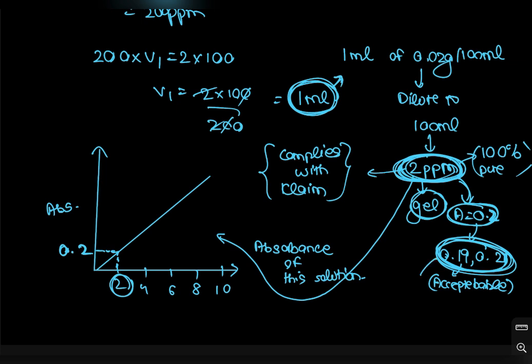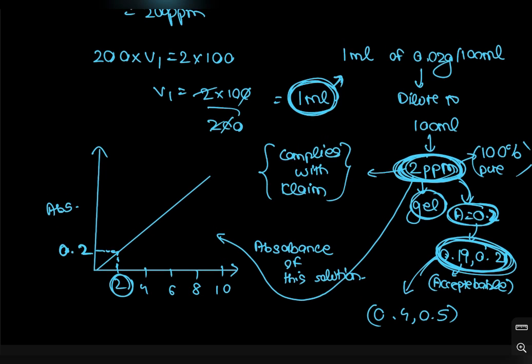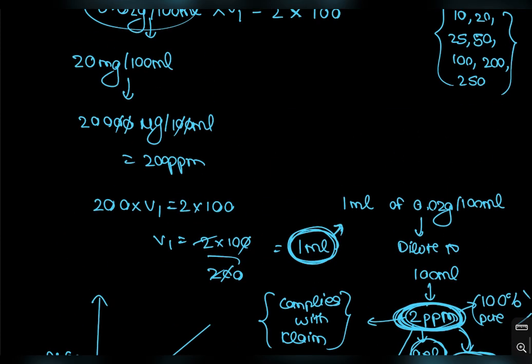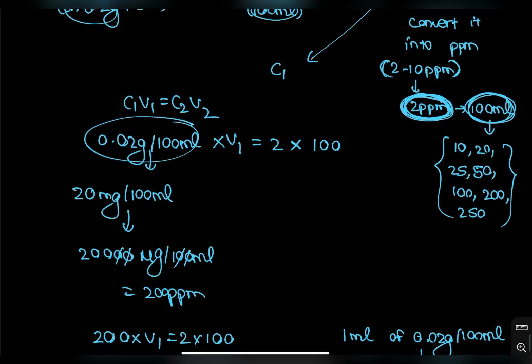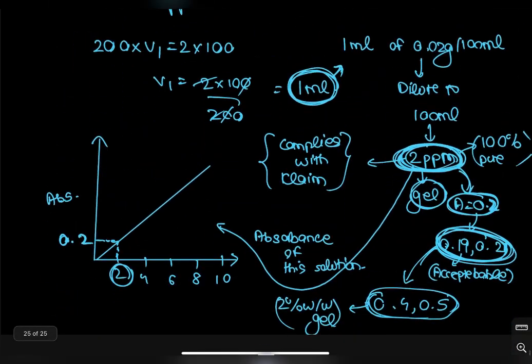But let's say you got an absorbance value of 0.4 or 0.5 or something ridiculous like that. What that means is that this gel that you have made is not actually a 2% weight by weight gel. It is actually something else. You have either made a mistake during the dilution, which means a mistake during this entire assay process, or you've made a mistake during the formulation itself.